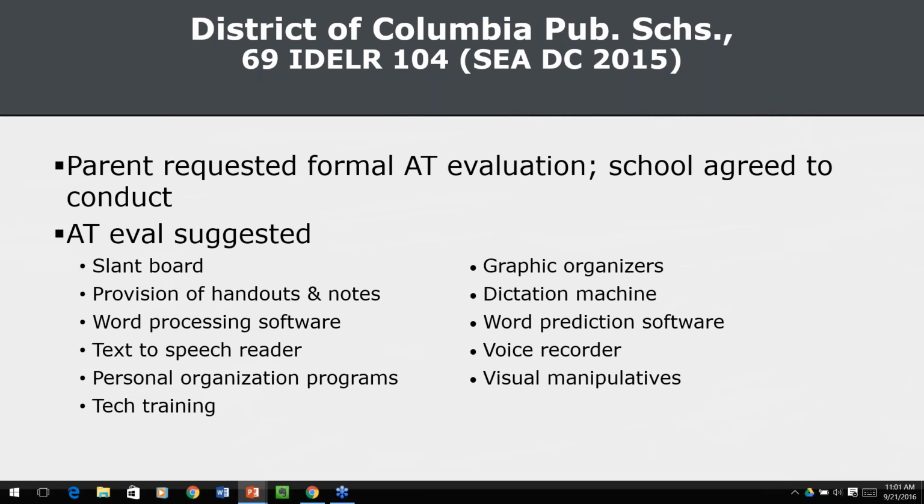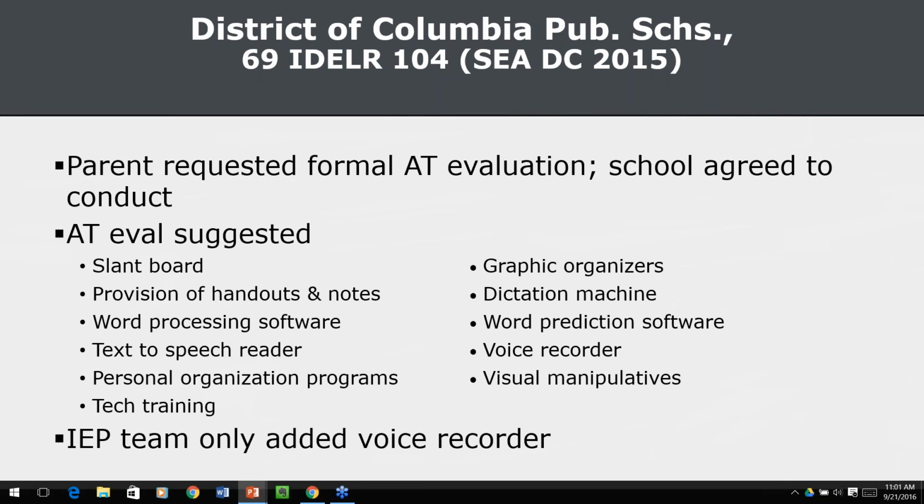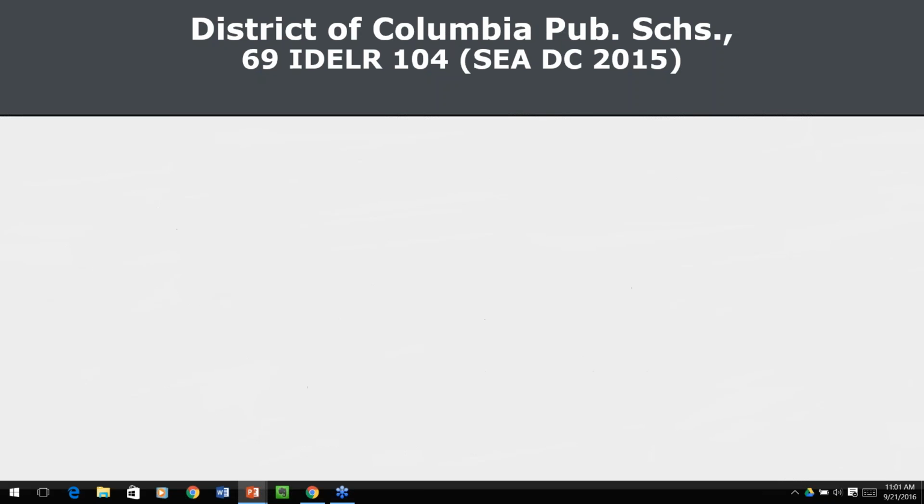Now, the team felt that most of this stuff was already available to the student, but he didn't use it. So the team only added voice recorder to the student's IEP because that was the only thing that they saw on this list that he didn't already have access to.